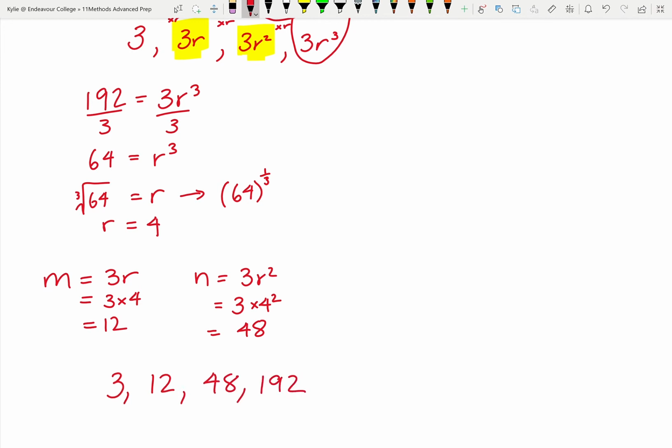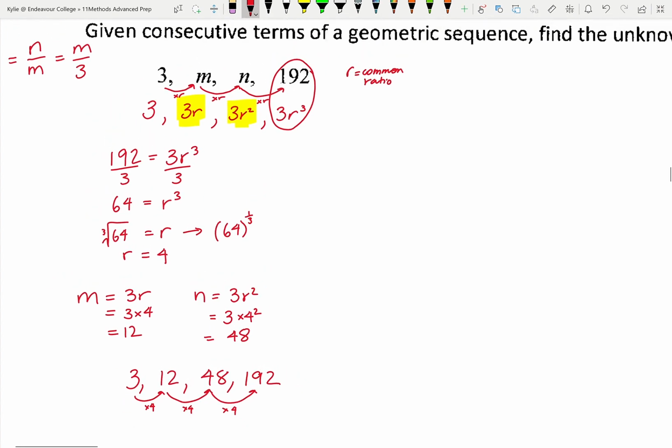And you can see there that our common ratio is actually 4: 3 times 4 is 12, 12 times 4 is 48, and 48 times 4 is 192. And that's it.